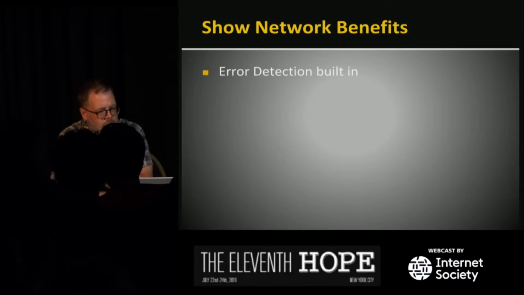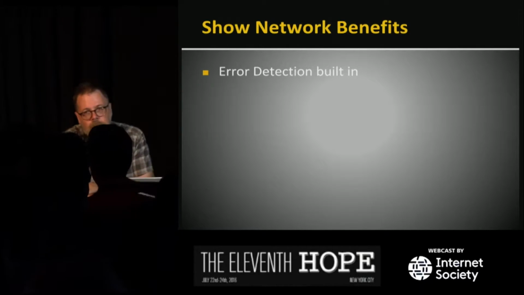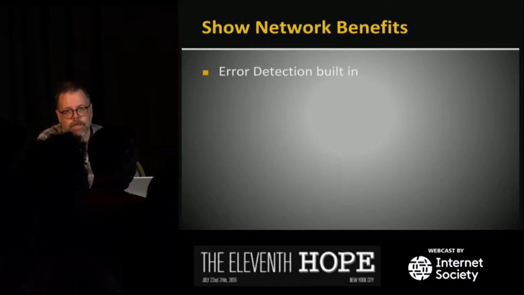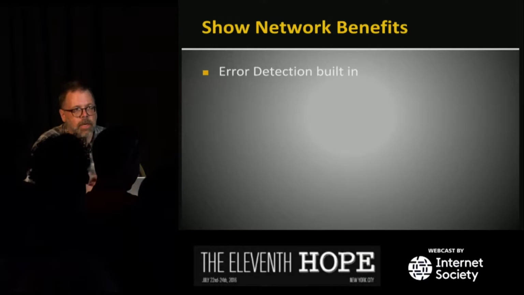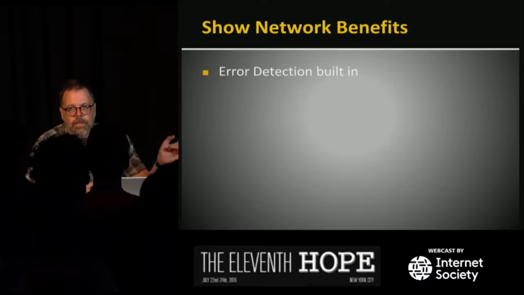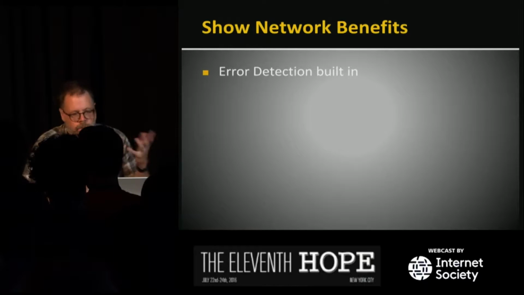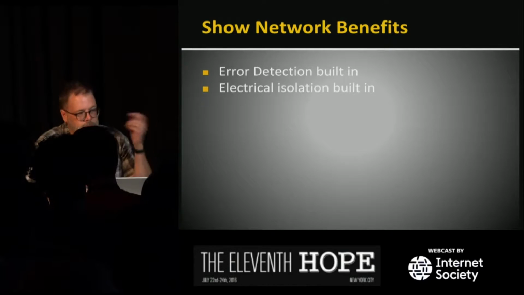So a benefit of networking for us on a show is that we have error detection built in. Sometimes we're firing dangerous things, pyro, machinery, stuff like that can hurt people. So it's really important that the data gets to its intended location intact and correctly. That's built into Ethernet with a CRC check.